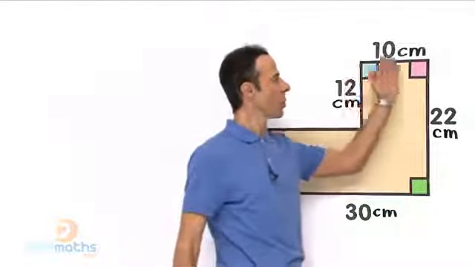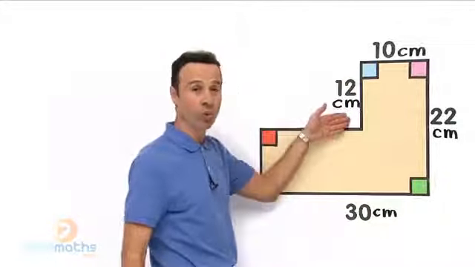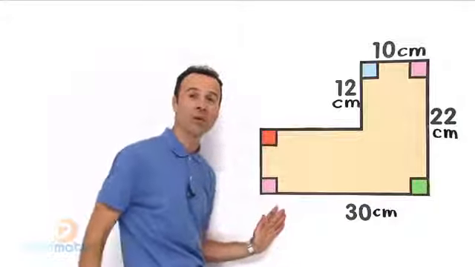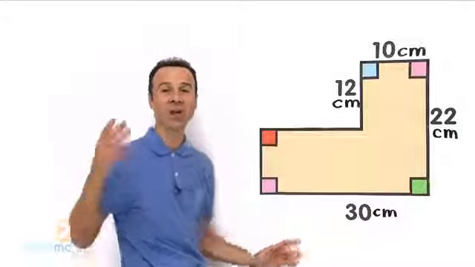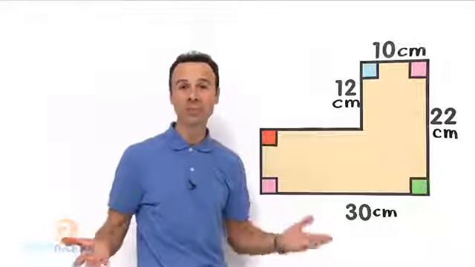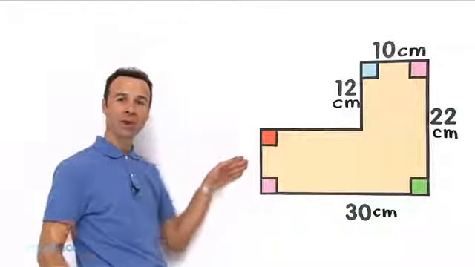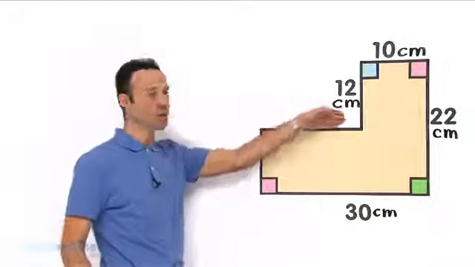They've given us one side 10 centimeters, another side 22, another side 12, and finally down below 30 centimeters across here. That's only 4 sides, yet we know we've got 6 sides on this shape. There's 2 missing. Which 2 are missing? This one across here and that one across there. So these 2 lengths are missing.